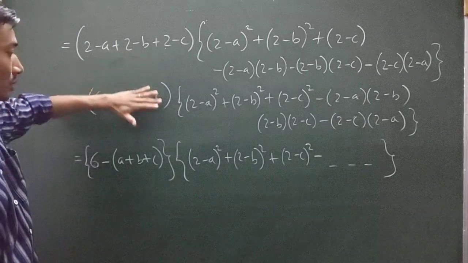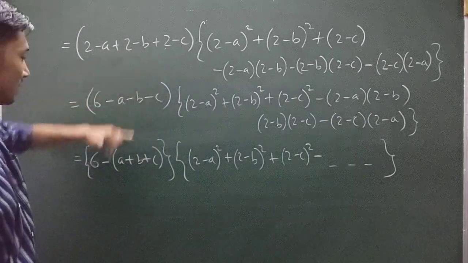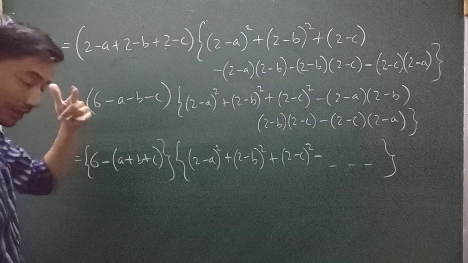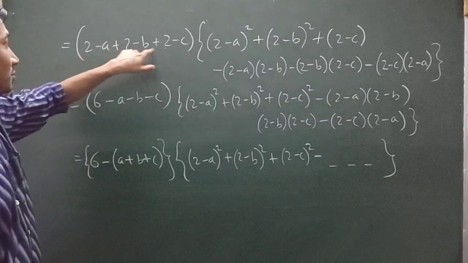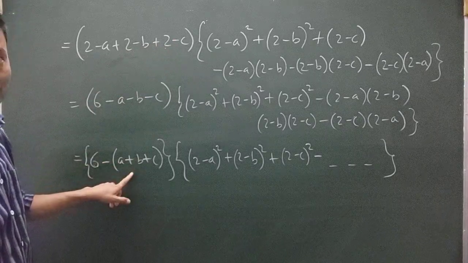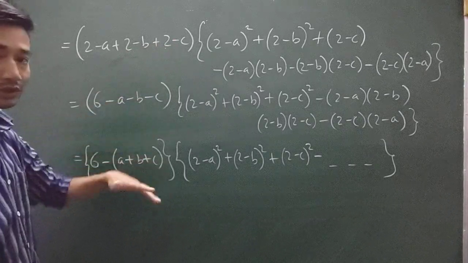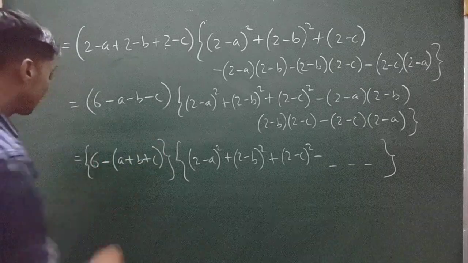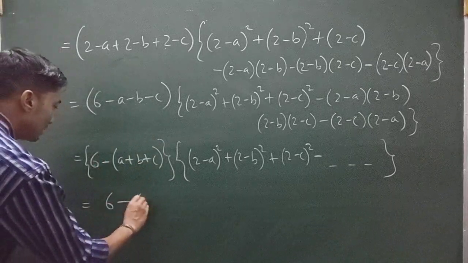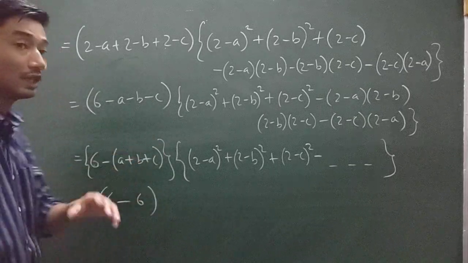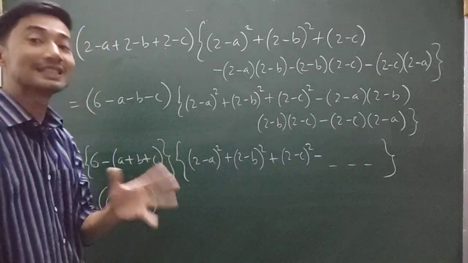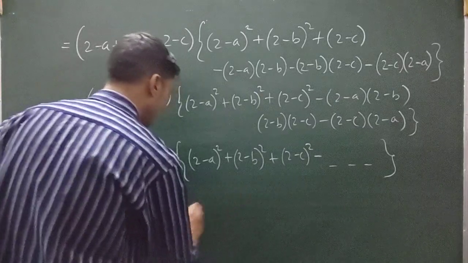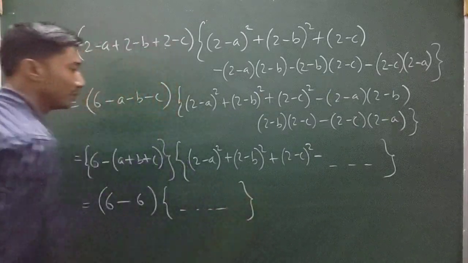I'm just showing you in detail, because from here you can directly write this if you can manage to work it out, because it's going to be 6 minus common a plus b plus c, like this. You can do that also, but I am just showing it to you so that you will know exactly what is happening. So in that case, this is going to be 6 minus 6, because a plus b plus c is given as 6, and this one again I'm not going to write, will be again the same quantity.